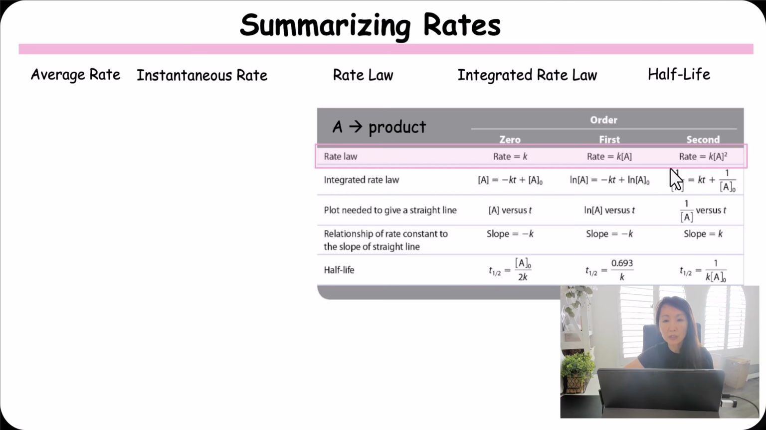And then we went into the integrated rate law, which involves how long it takes for that particular reactant to diminish a certain amount. And if it diminishes by half of the amount, what's the time? Then we talked about half-life.